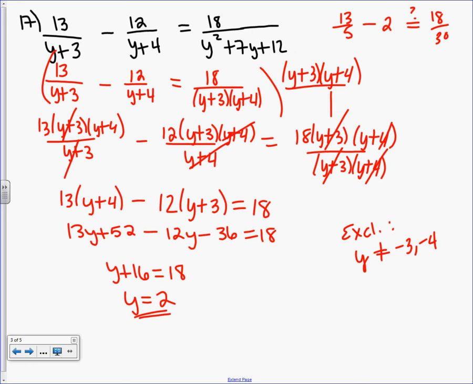So now I'd use a calculator. See if 13 over 5 minus 2 is whatever 18 over 30 is, however you want to do it. See if those are equal. Are they? Yes? So our answer was right. We had to check that though. Had to. Not just like it was a good idea. Do you guys understand that?